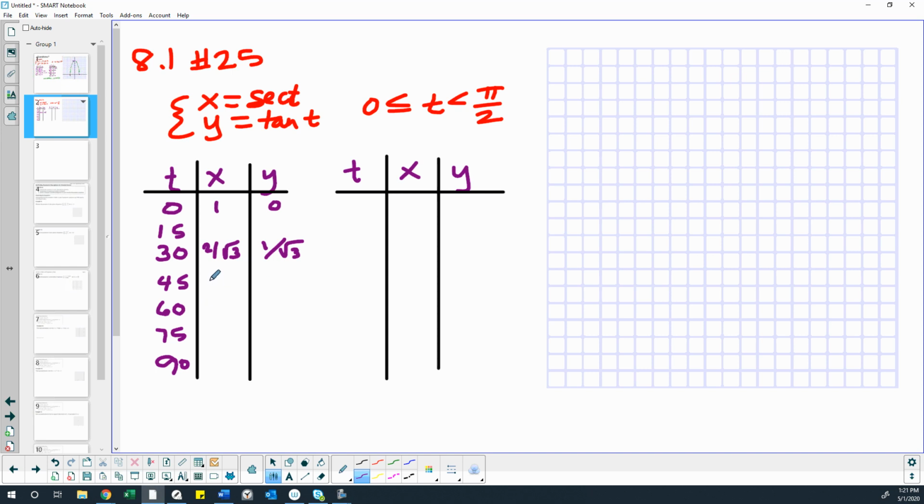Okay, secant of 45 is square root of 2 over 2, which means it's just square root of 2. Oh, but wait. Yeah, because that's the reciprocal. Okay. And then tangent of 45 is just 1, right? And then secant of 60, cosine of 60 is 1/2, so secant would be 2.